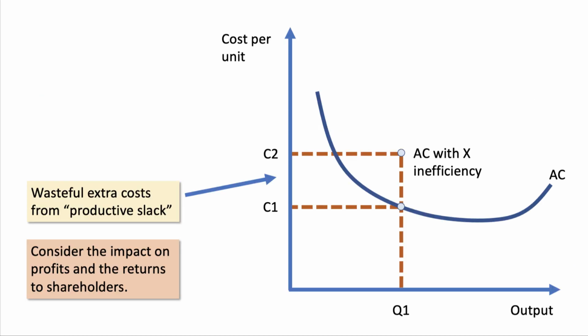And the way to show this is that if we go back to a long run average cost curve, for a given output Q1, instead of unit cost C1, if there's productive slack or X-inefficiency, wasteful extra cost, the average cost tends to be higher. Now, I'm not going to show the impact on profit in this diagram, but you might want to consider the impact on profits and the returns for shareholders if there's X-inefficiency. If you've got a level of cost that's higher than it should be, it's clearly going to hit profits pretty quickly.